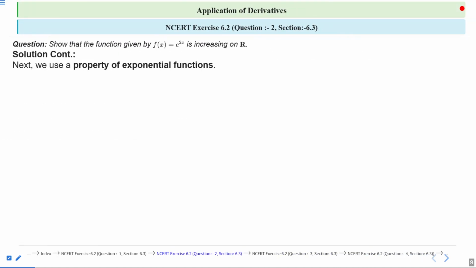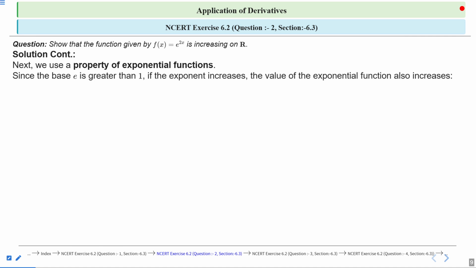Next, we use the property of exponential functions. Since the base e is greater than 1, if the exponent increases, the value of the exponential function also increases, right? So e to the power 2x1 will be less than e to the power 2x2.